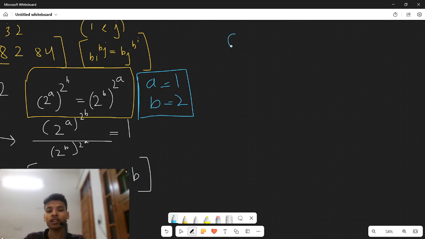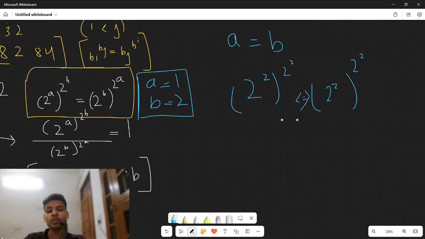Because you can see, if my a is equal to b, then this condition will be satisfied, right? Because you can see 2 to the power 2 is always equal to 2 to the power 2. You can see these equations are always equal, right?